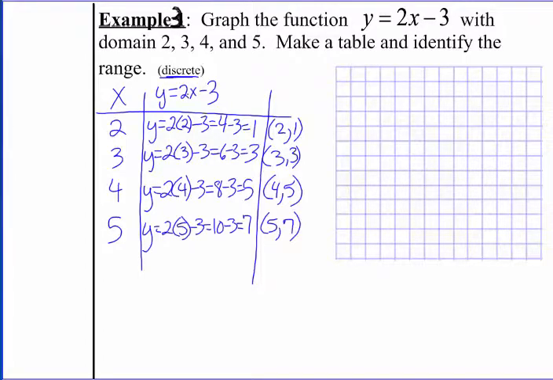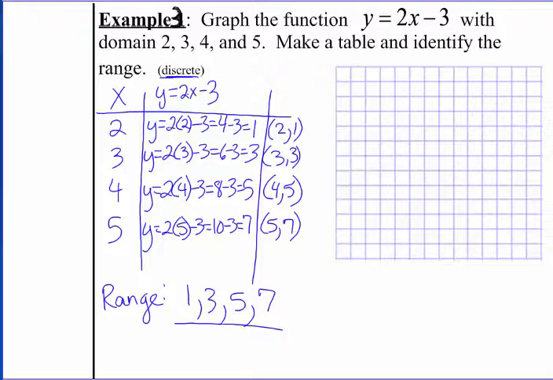It says to identify the range. So remember, the range is the set of all y values, your outputs. So it would be 1, 3, 5, 7. Those are your outputs. That's the range. So it's those 4 numbers. And now we're going to set up our graph.